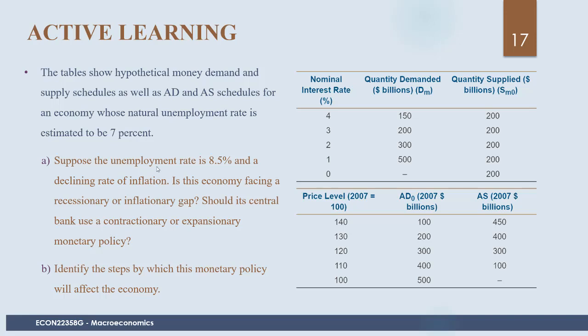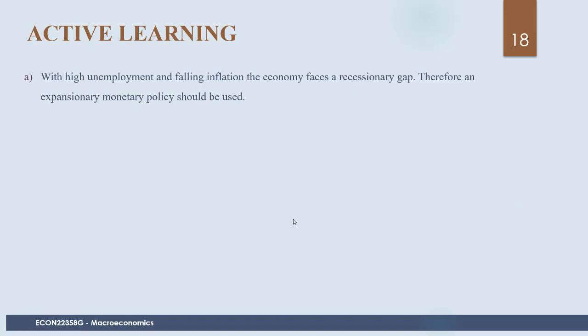Well, since the unemployment rate is higher than the natural rate, we must be in some type of a recession. So we would want to use expansionary monetary policy. And then B asks us to identify the steps by which this monetary policy will affect the economy. So, as I said, the answer to A is that we are in a recessionary gap and we would want to use expansionary monetary policy.